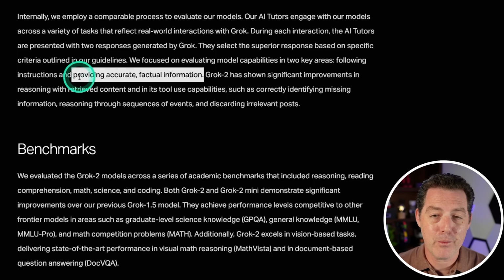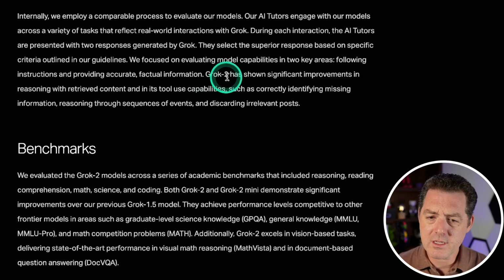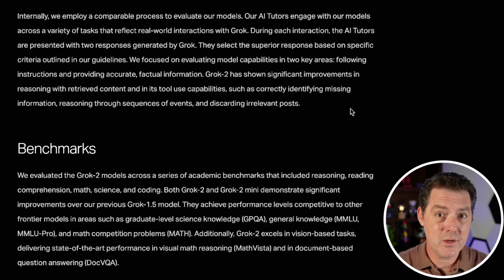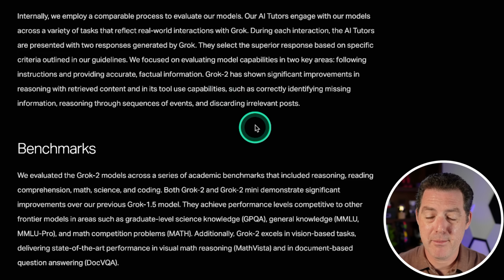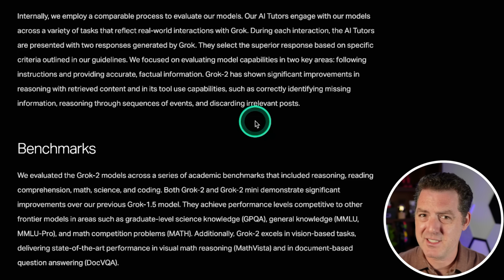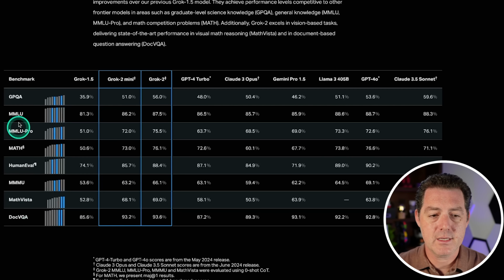That is incredibly important, especially in a world in which AI is going to create much of our content going forward. Grok 2 has shown significant improvements with retrieved content and in its tool use capabilities, such as correctly identifying missing information, reasoning through sequences of events, and discarding irrelevant posts. And Grok has a dataset that basically nobody else has, the Twitter dataset, the X dataset. So keep that in mind. And I don't remember it having tool use capabilities in the previous versions, so I think that's new, but correct me if I'm wrong. Now, here it is on the different major benchmarks: GPQA, MMLU, MATH, HumanEval, etc.